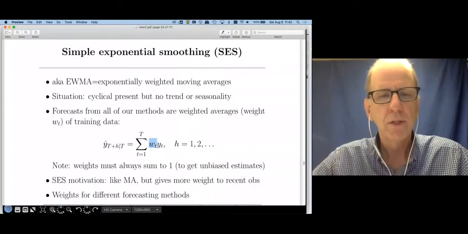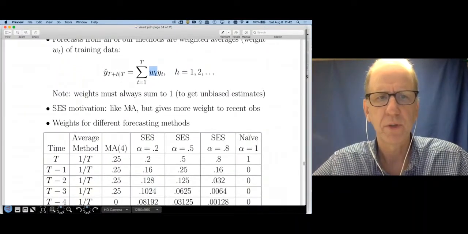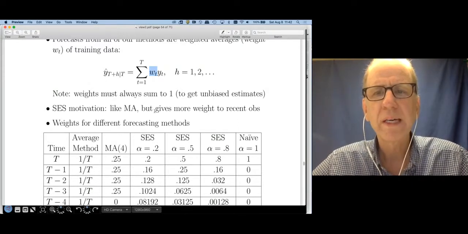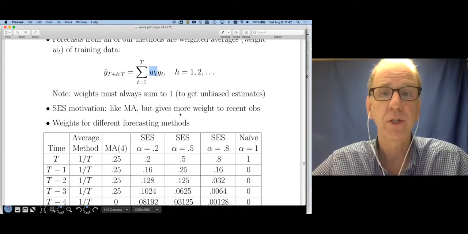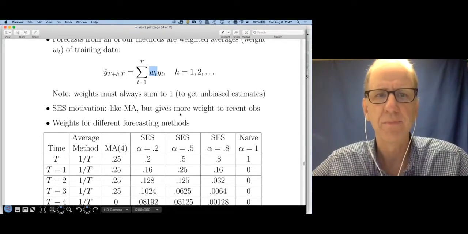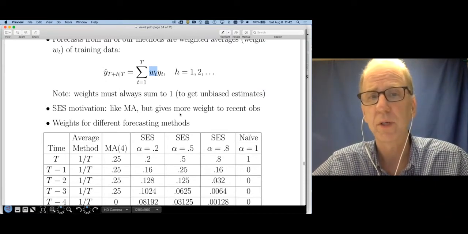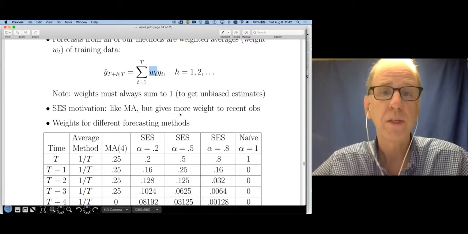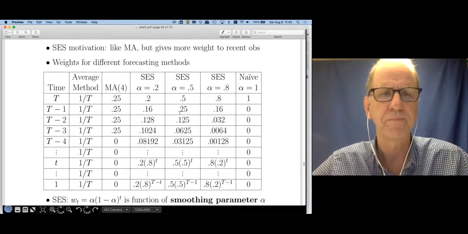All right, so here's the idea behind SES. SES is kind of like a moving average, but we want to give more weight to recent observations versus observations that are in the distant past. So I think of them like a kernel smoother. If you've taken my machine learning class, we talked about kernel smoothers, and the idea is the same. You want to give more weight to the closer neighbors, less weight to those neighbors that are further away.